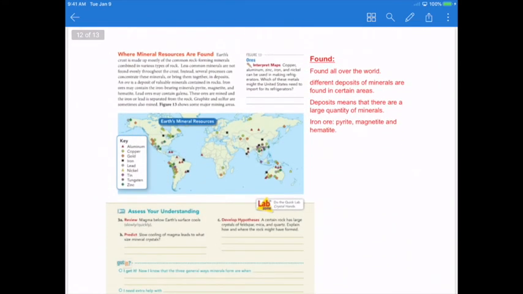Okay, last page real quick is that minerals are found all over the world. Different deposits of minerals are found in certain areas. A deposit is a large quantity of the minerals. Iron ore deposits are large, like pyrite. Pyrite's another one. Magnetite and hematite are different deposits that can be found all across the world.